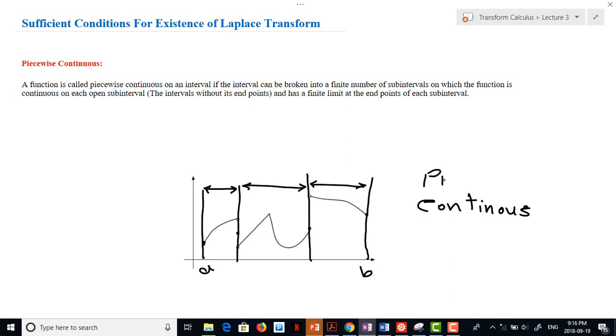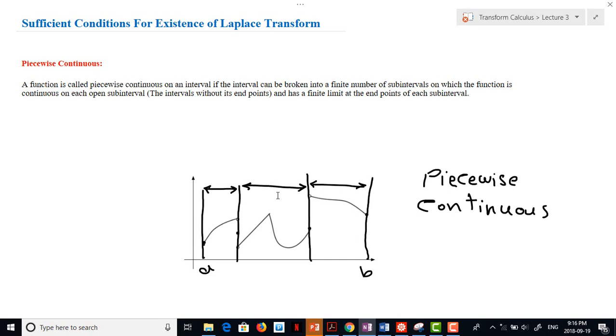So it's piecewise continuous. Oh, here I forgot to write one U. Let me write it correctly. So we have continuous. So it's a piecewise continuous function.